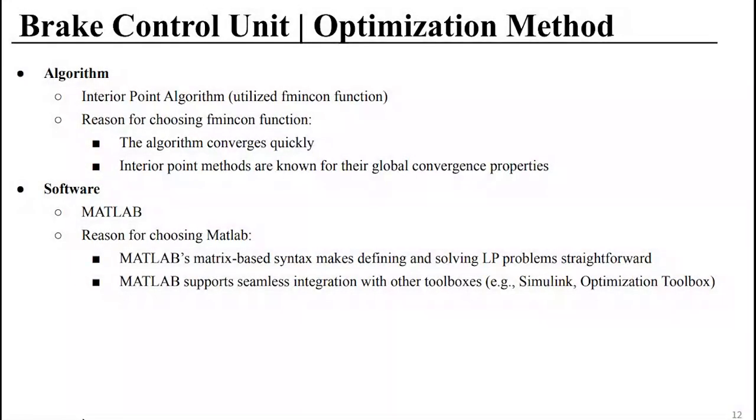Coming on to the optimization model for the second subsystem, the algorithm that we have used for this optimization is the interior point algorithm, utilizing the fmincon function, which is fairly quick and is good enough to find local convergence points. We have implemented this algorithm and code in MATLAB, which offers several advantages as shown.